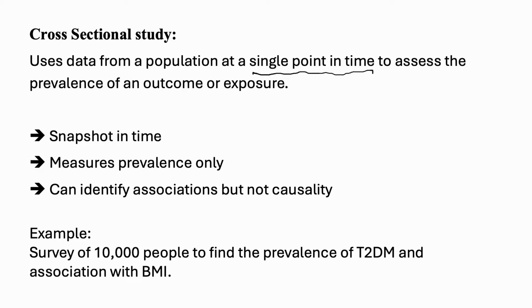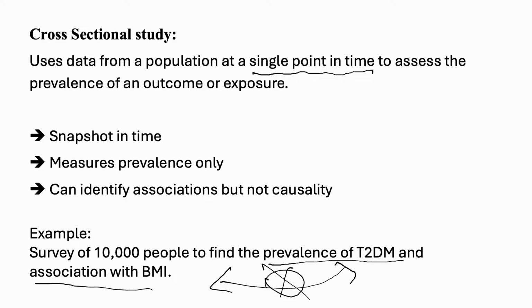temporality component. One example of a cross-sectional study would be a survey of 10,000 people to find the prevalence of type 2 diabetes in association with BMI, but you can't say whether or not BMI caused diabetes or if diabetes caused elevated BMI. So again, you can use this for an association to think about tests to run in the future. So that's a cross-sectional study. Again, snapshot in time, and it can assess the prevalence at that point in time.